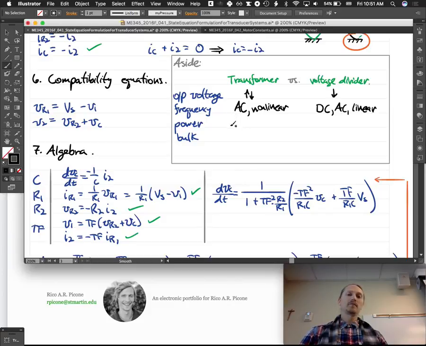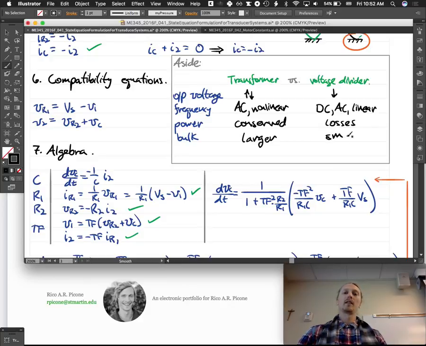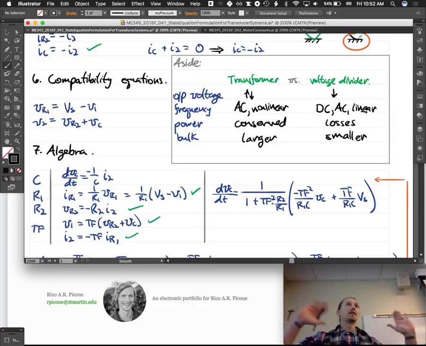So if you want to drop down in voltage, there's some trade-offs there. For power, for a transformer, power is roughly conserved. Okay? But for a voltage divider, there are much more significant losses for power. And then finally, with bulk, a transformer tends to be much, much larger than a voltage divider, which just requires a resistor. So those are the design trade-offs that you have in that case.